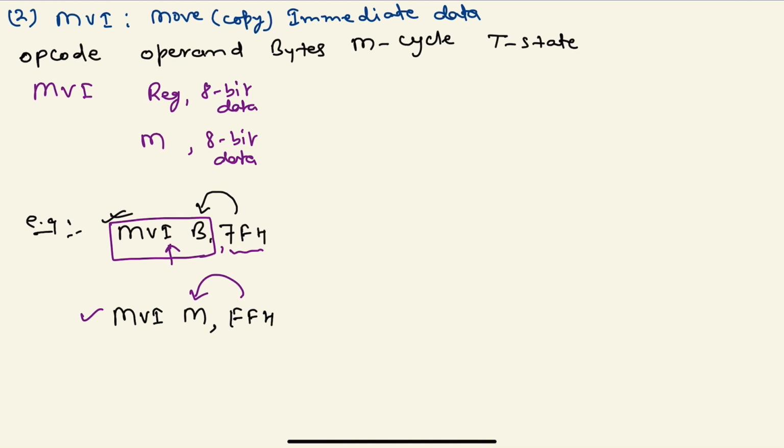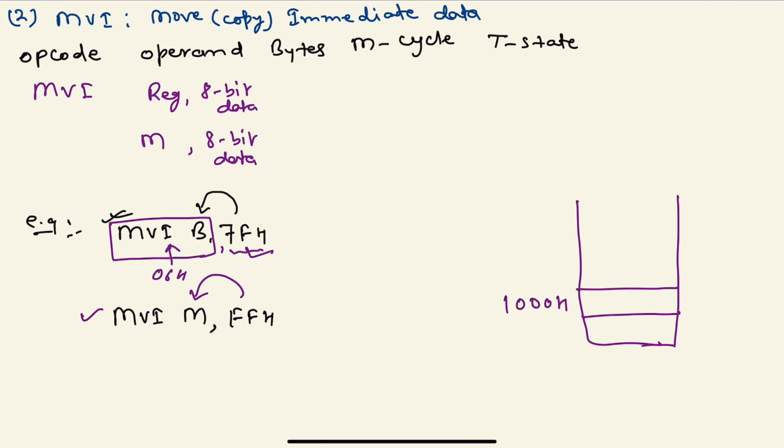Now first of all we need to find their size in terms of bytes. Let's say MVI B has the equivalent hex code 06H, and this is the 8 bit immediate data. Let's say it is stored in some memory location. I am taking the starting memory location for this instruction as 1000H. At 1000H the MVI B opcode, with equivalent hex code 06H, is stored, and at the next location, 1001H, it has 7FH.